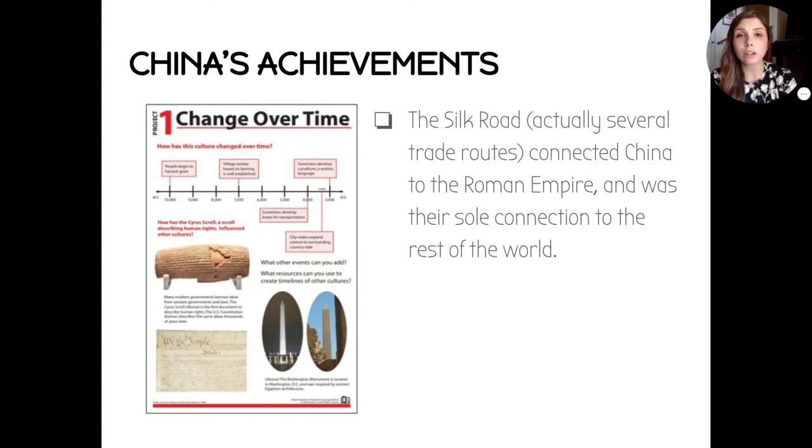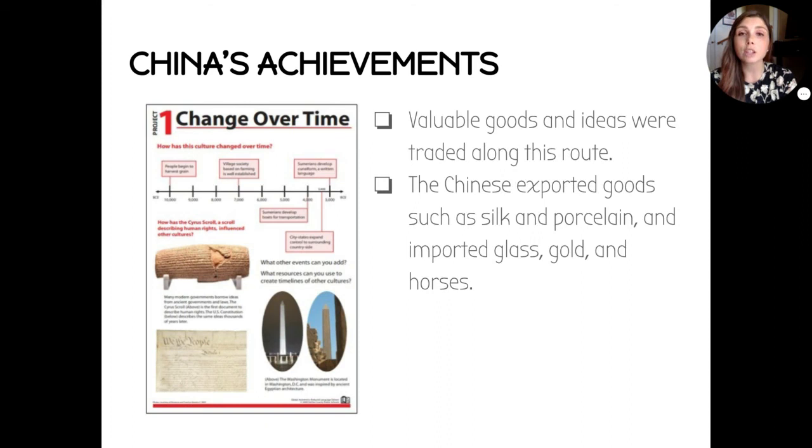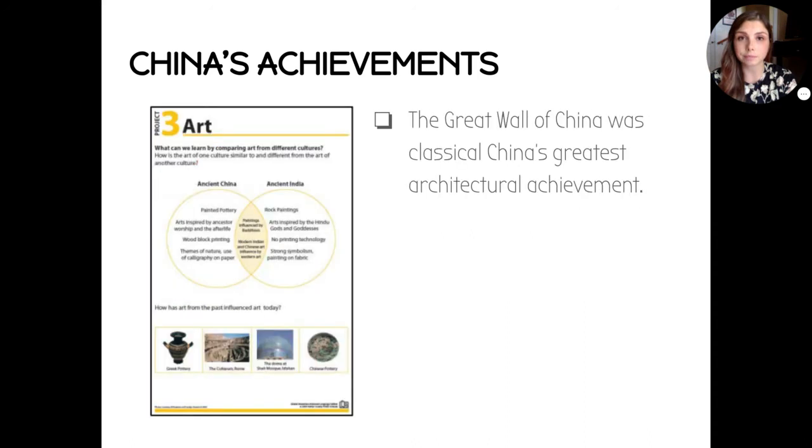The Silk Road, which was actually several different trade routes, connected China specifically to the Roman Empire, which is another culture we will learn about, and was their sole connection to the rest of the world. They were able to take the goods that they produced and trade them along this Silk Road trade route to make connections with other countries and cultures around the world. Valuable goods and ideas were traded along the route. The Chinese exported their goods like silk and porcelain, and they imported or bought items like glass, gold, and horses.